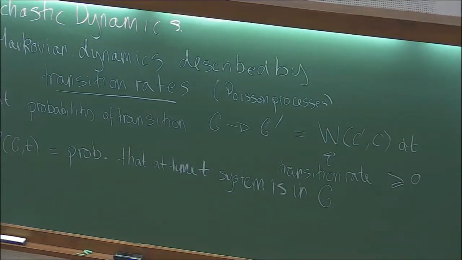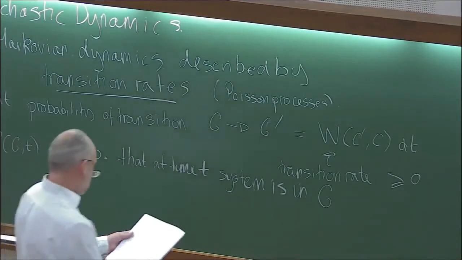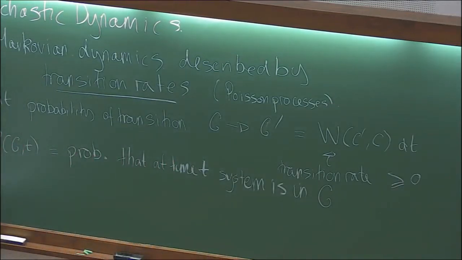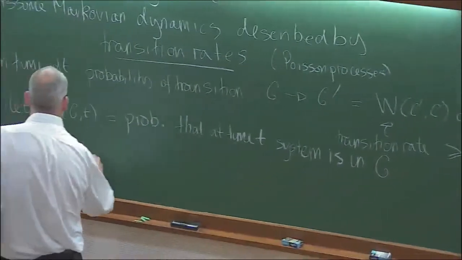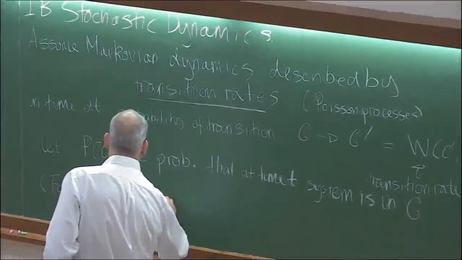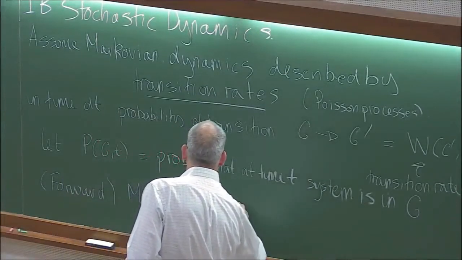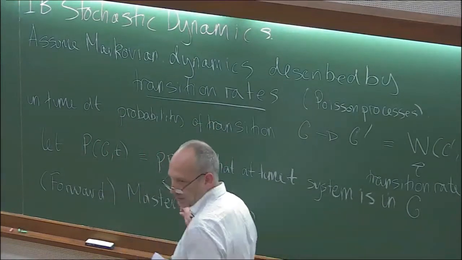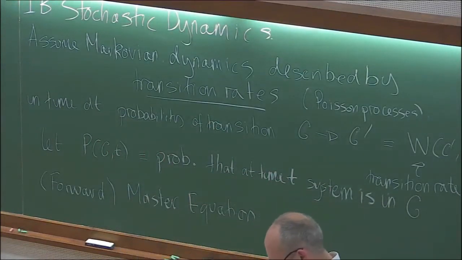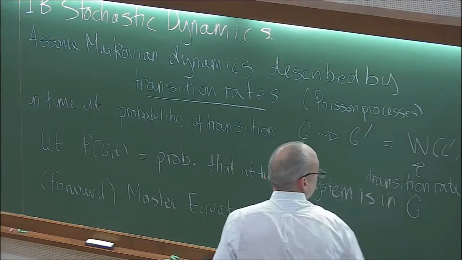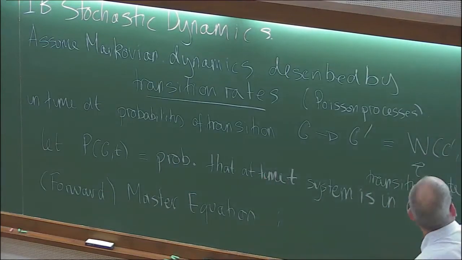It's your basic equation. So what I write down now is what's called the forward master equation, because as we'll see a bit later, there's also a backward one. But let's do the forward one for the moment. And it's easy to write down quite intuitively. So I'll go up here with the forward master equation.